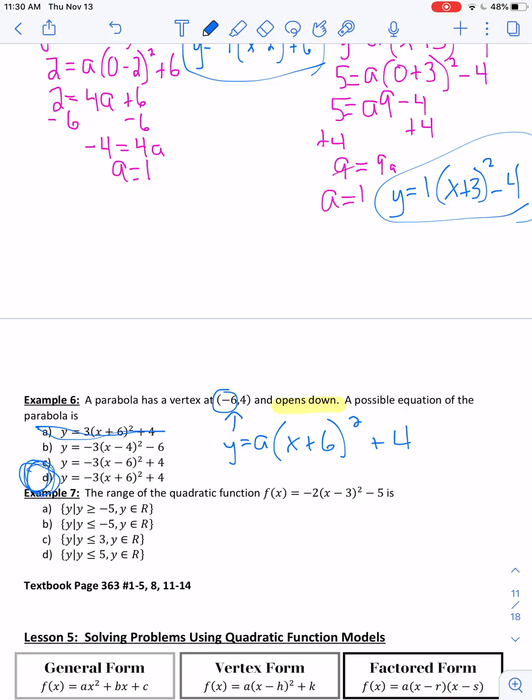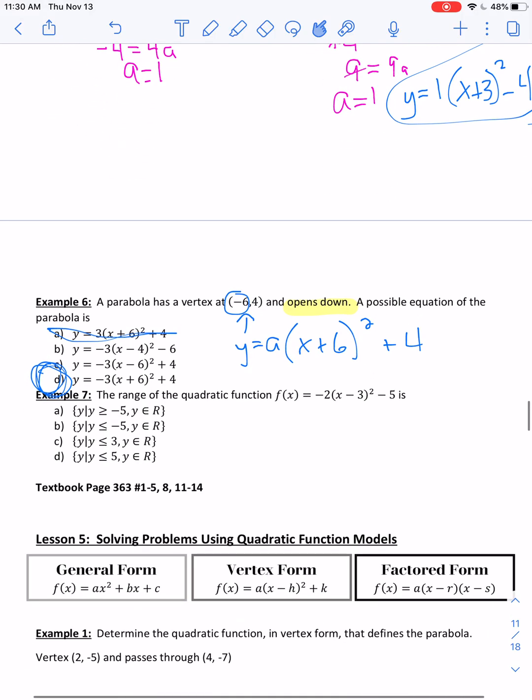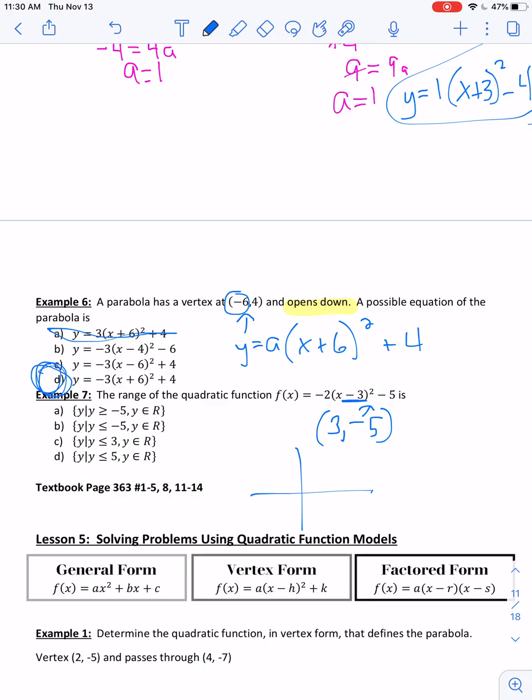You could also graph it and double check it on your calculator as well. Now we have a range question. So the range you can find also using the vertex. So I know my vertex, the x value is opposite, so it'd be 3. And the y value is -5. Let's draw this out. So when x is 3, y is -5, it's going to go down because of a negative there, so it's going to look kind of like that. You could also graph it if you wanted, but we know that y is going to be less than or equal to -5, making my answer B.